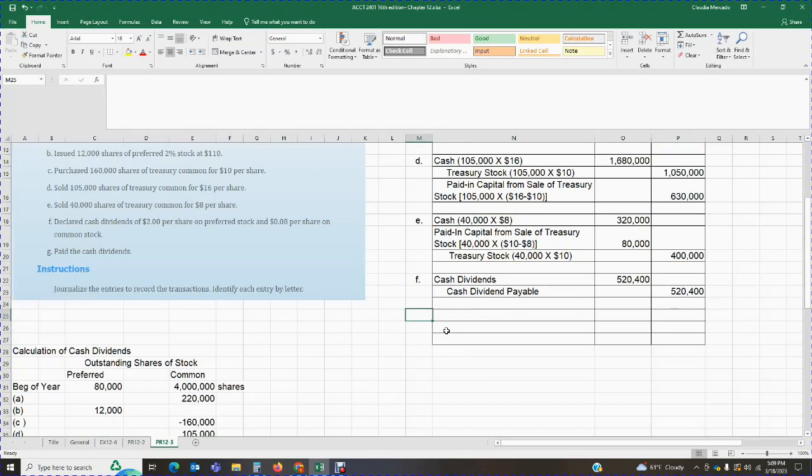Now in letter G, we're actually paying the cash dividends. So in letter G, we are actually making a payment for the cash dividends. If we look at letter F, the dividends had already been declared and the money had been set aside into your cash dividends payable. So now I'm going to take the money out of my cash dividends payable. I'm going to debit, take the money out of my payable of 520,400, and I'm actually going to pay out my stockholders with cash.